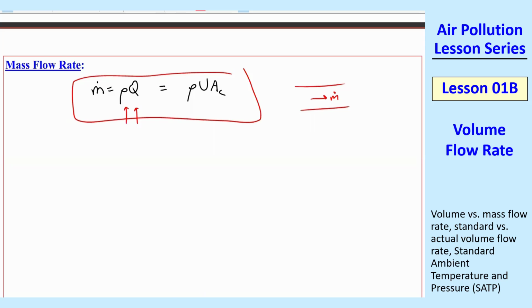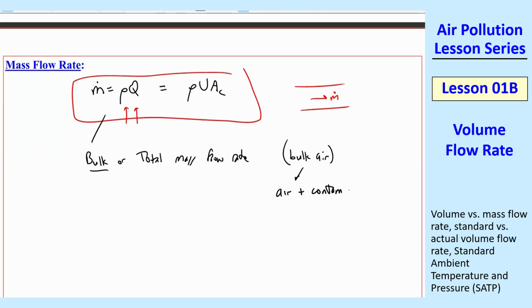And I want to also point out that this is what we call the bulk or total mass flow rate, and that means it's of the bulk air. I like the word bulk better than total. Both mean the same thing. It's the bulk air, and that bulk air would be air plus some contaminants.